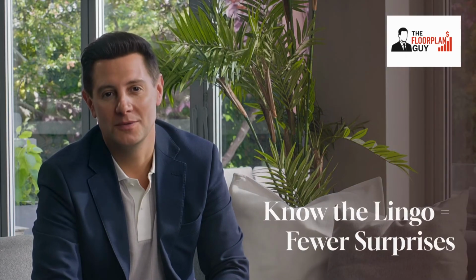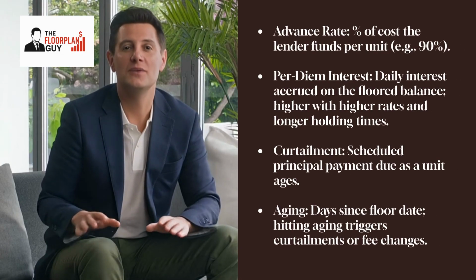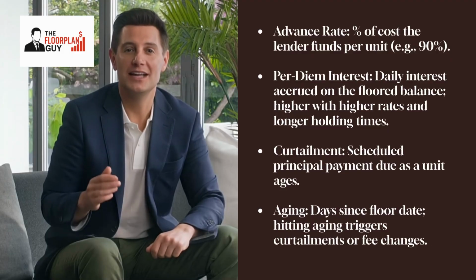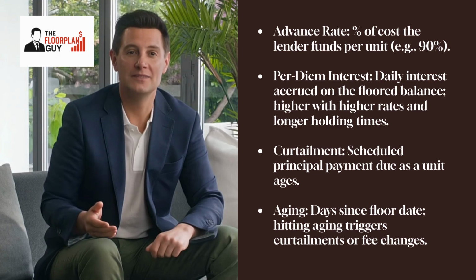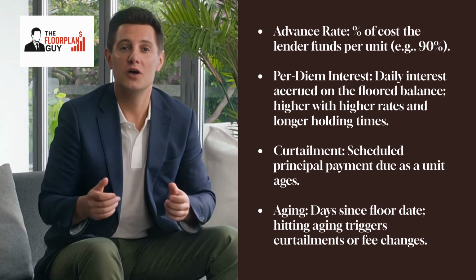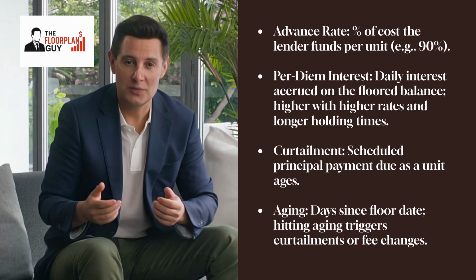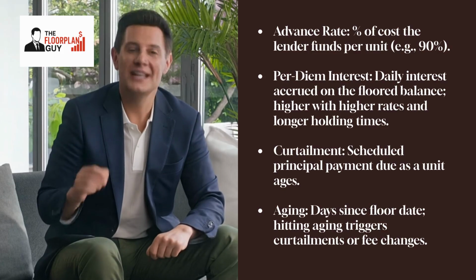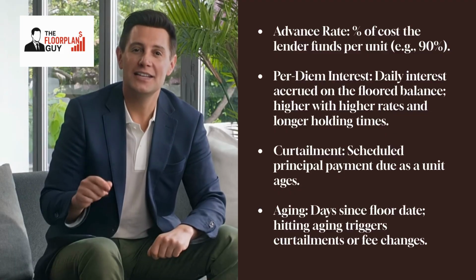Knowing the lingo equals fewer surprises. Advance rate: percent of cost a lender funds per unit, for example, 90%. Per diem interest: daily interest accrued on the floored balance, higher with higher rates and longer holding times. Curtailment: scheduled principal payment due as a unit ages. Aging: days since floor date; hitting aging triggers curtailments or fee changes.